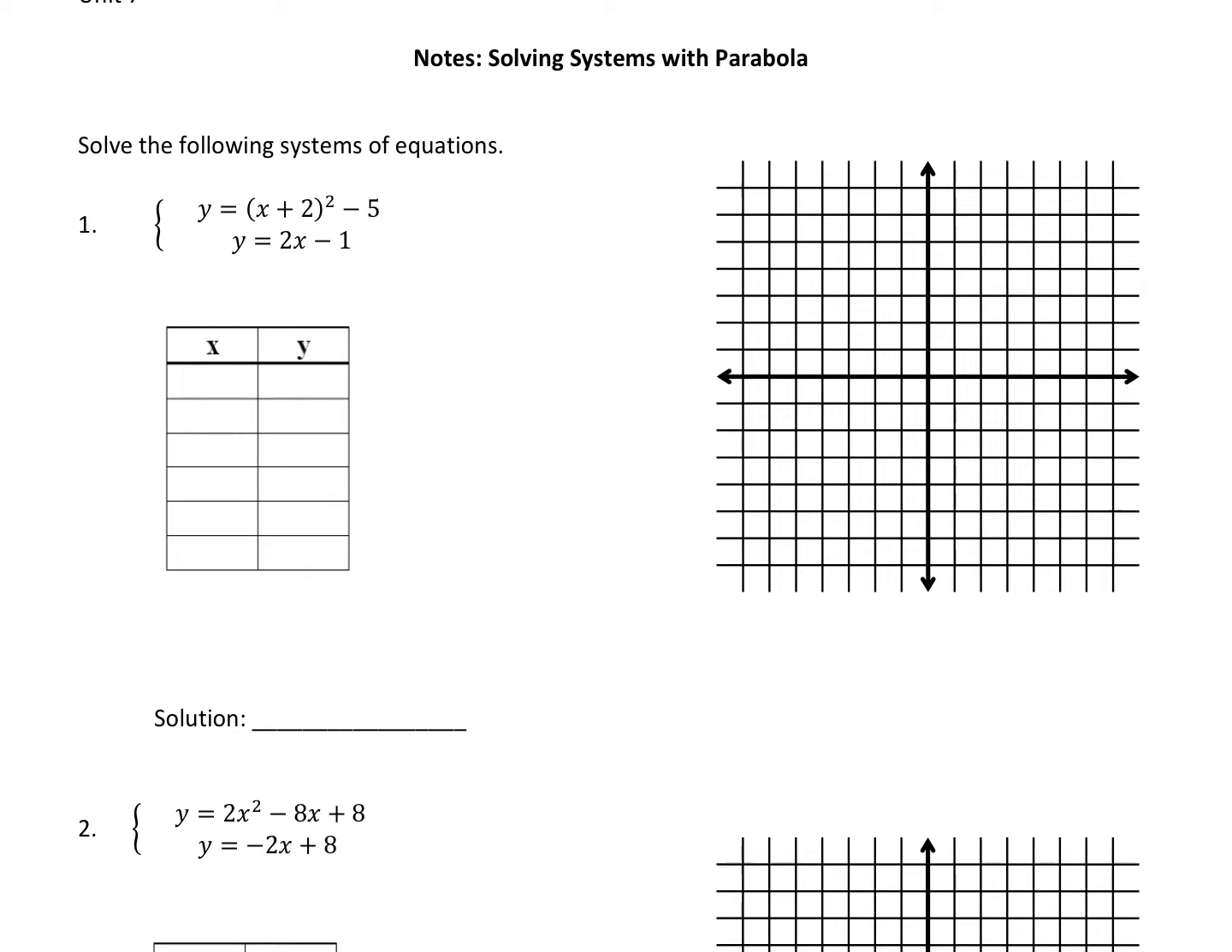In this video, we are going to talk about solving systems with parabolas. So the first thing we need to talk about is how do we graph this first equation? Well, this first equation is in vertex form, meaning h and k are my vertex. So my h is -2 and my k is -5. So my vertex is going to be (-2, -5).